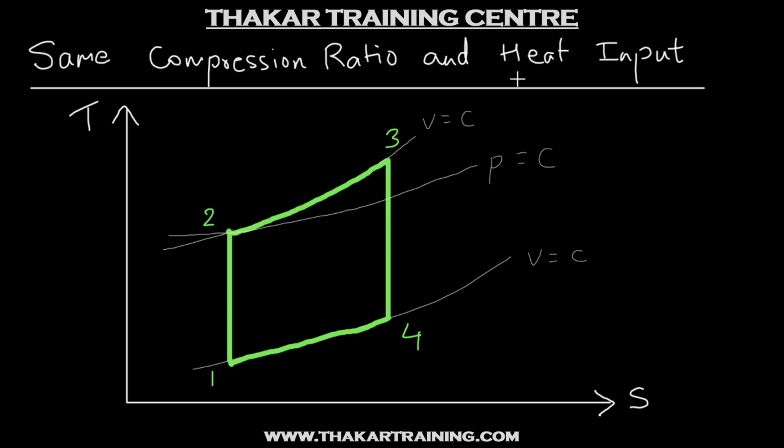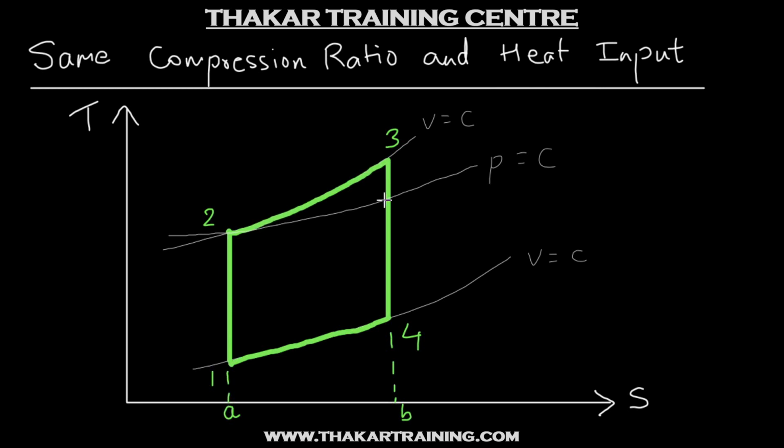Now what we want is the same heat input for both the cycles. What will be the heat input for the Otto cycle? Quite clearly, if I extend these two, let's suppose I call this point A and this point B, then the area A23B, this entire area, is nothing but the heat addition for the Otto cycle.